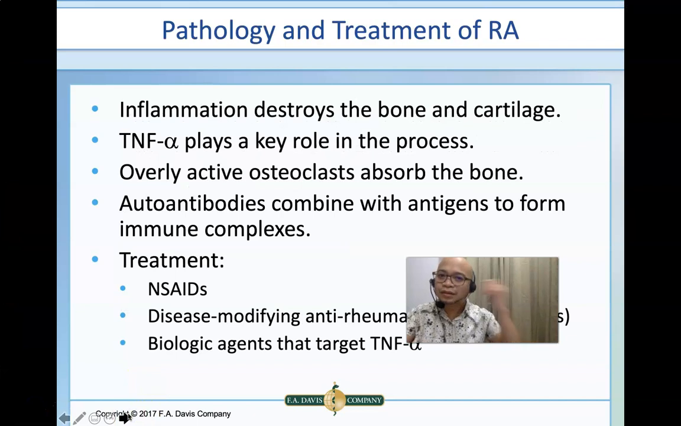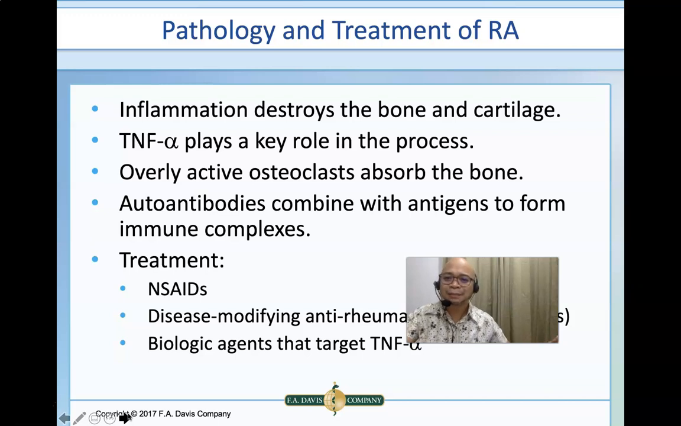Alright, go. So, the pathology and treatment for rheumatoid arthritis. Since rheumatoid arthritis involves the inflammation that destroys the bone and cartilage, it is very important to understand that the majority of the patients with this particular disease are actually being given non-steroidal anti-inflammatory drugs. However, we have to understand the pathology. The alpha tumor necrosis factor plays a key role in the process.